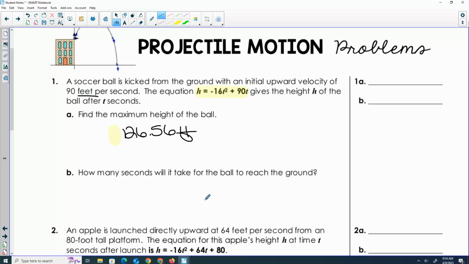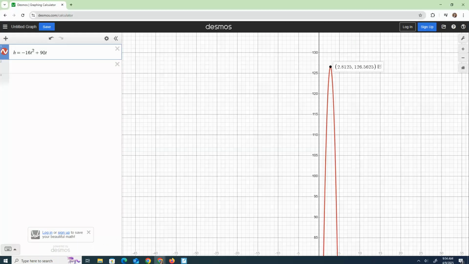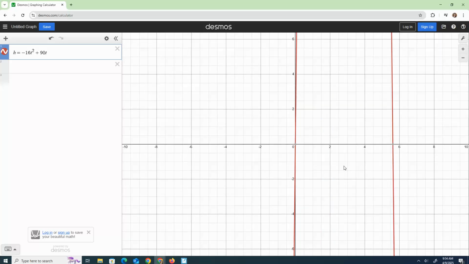How many seconds will it take to reach the ground? Okay, so if you go back to Desmos, if you need to recenter it, there's this nice little button over here called Home. You can click that and it'll take it back to where we started. This is when it started. It started on the ground, you threw it up. When it hits the ground again, that's asking when your height is 0. What's the x value?